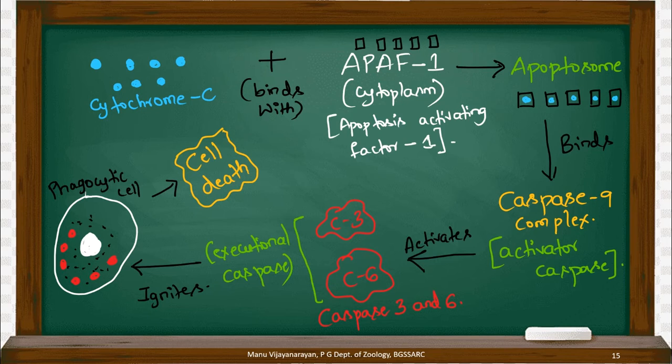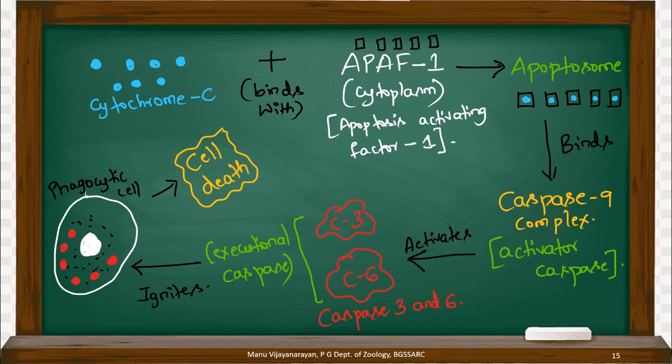Caspases are a special group of proteases, which can be abbreviated as cysteine aspartic proteases. So when apoptosome formation triggers the activation of the caspase complex, caspase 9, which is also called the activator caspase or initiator caspase, binds to this apoptosome. So binding of caspase 9 to the apoptosome activates the second category of caspases, called executional or executionary caspases, that is caspase 3 and caspase 6, which ignite the phagocytic cells to attack the cell.